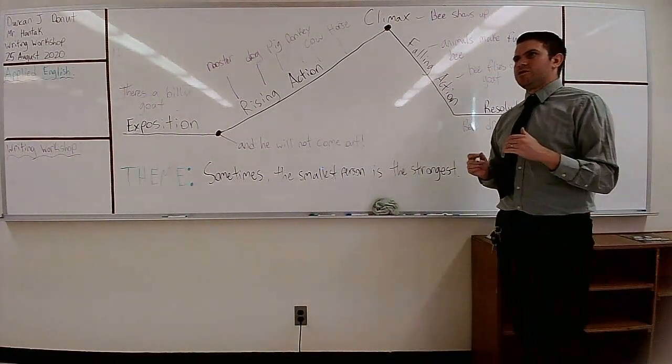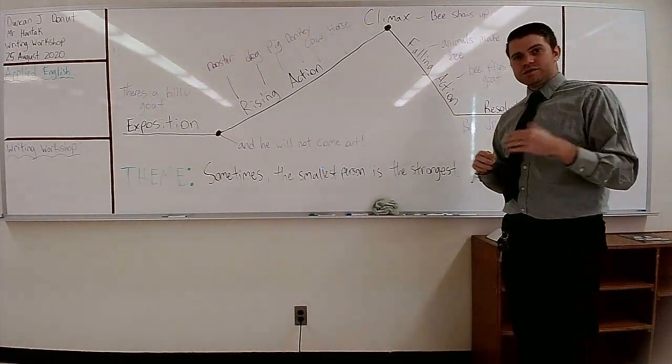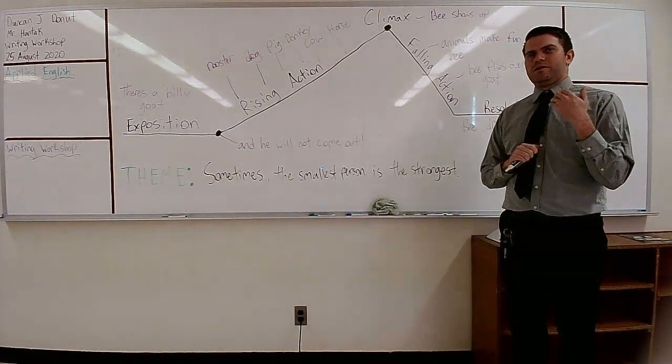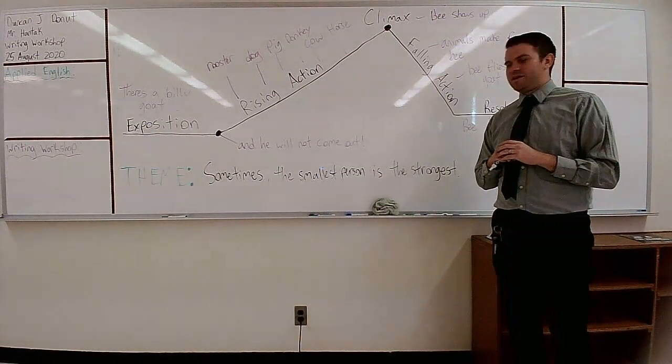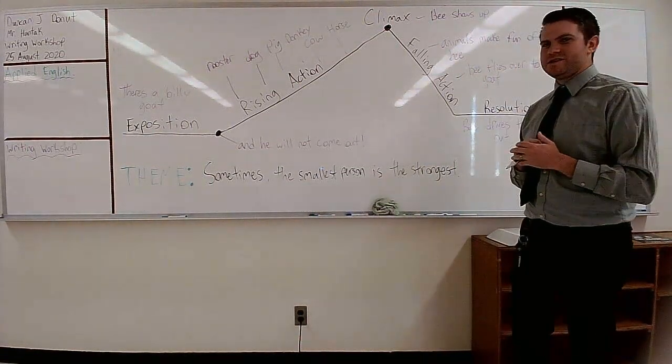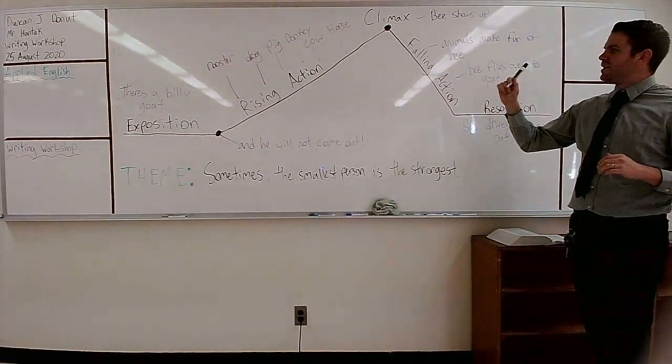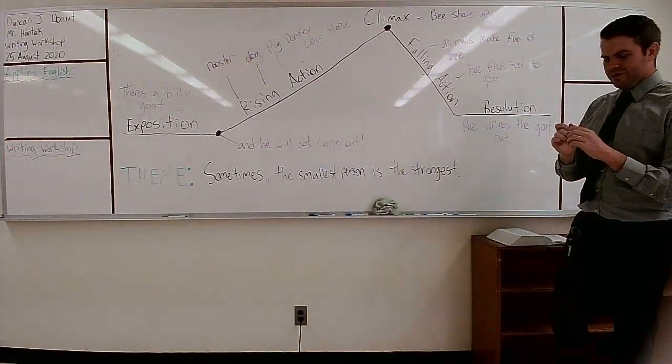And I think we can apply that to our own lives too, right? We should never look down on someone just because of how they look or because we make these assumptions about them just based on how they look or who they might seem to be, right? Sometimes the smallest person is the strongest. And that's what we see in Bee and There's a Billy Goat in the Garden.